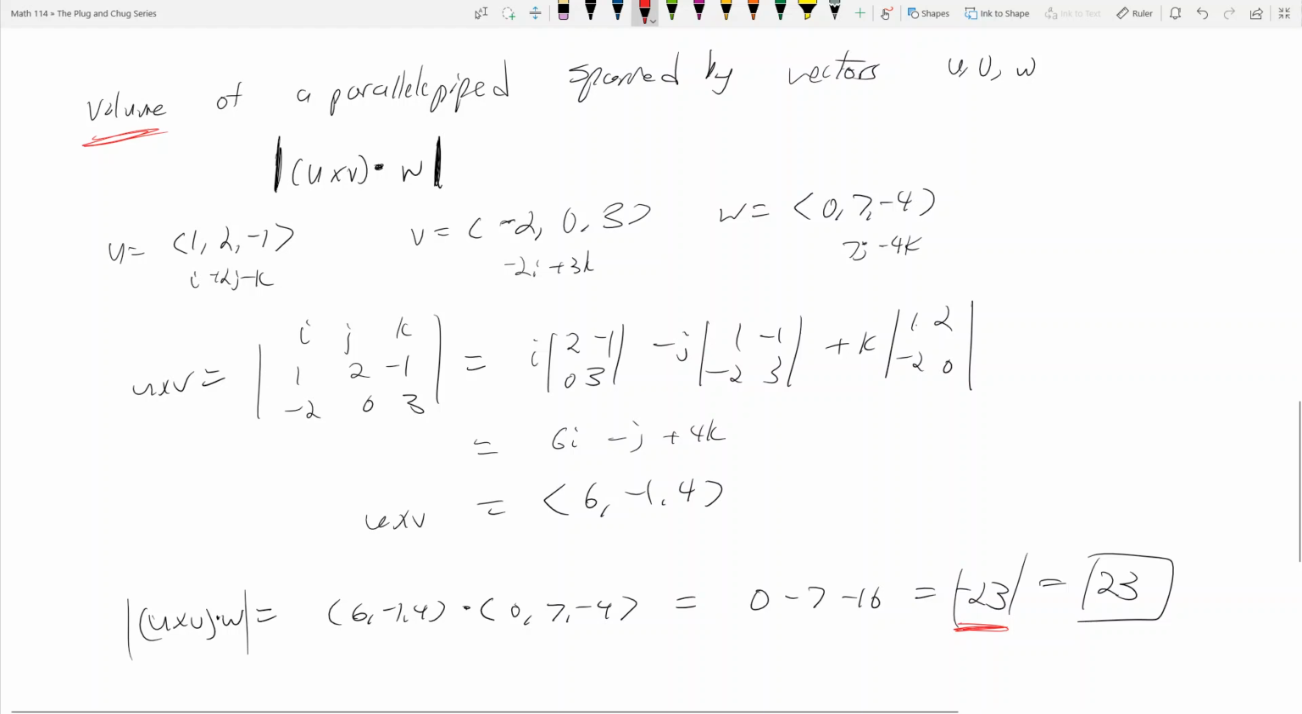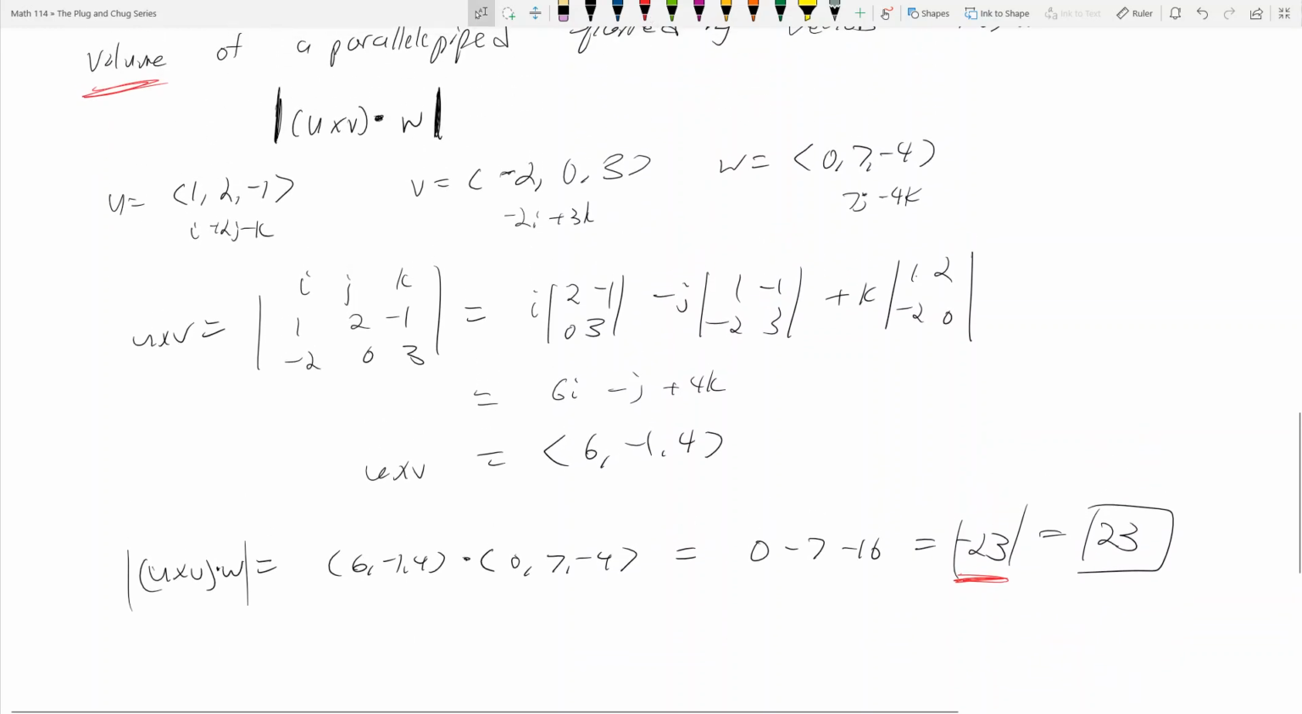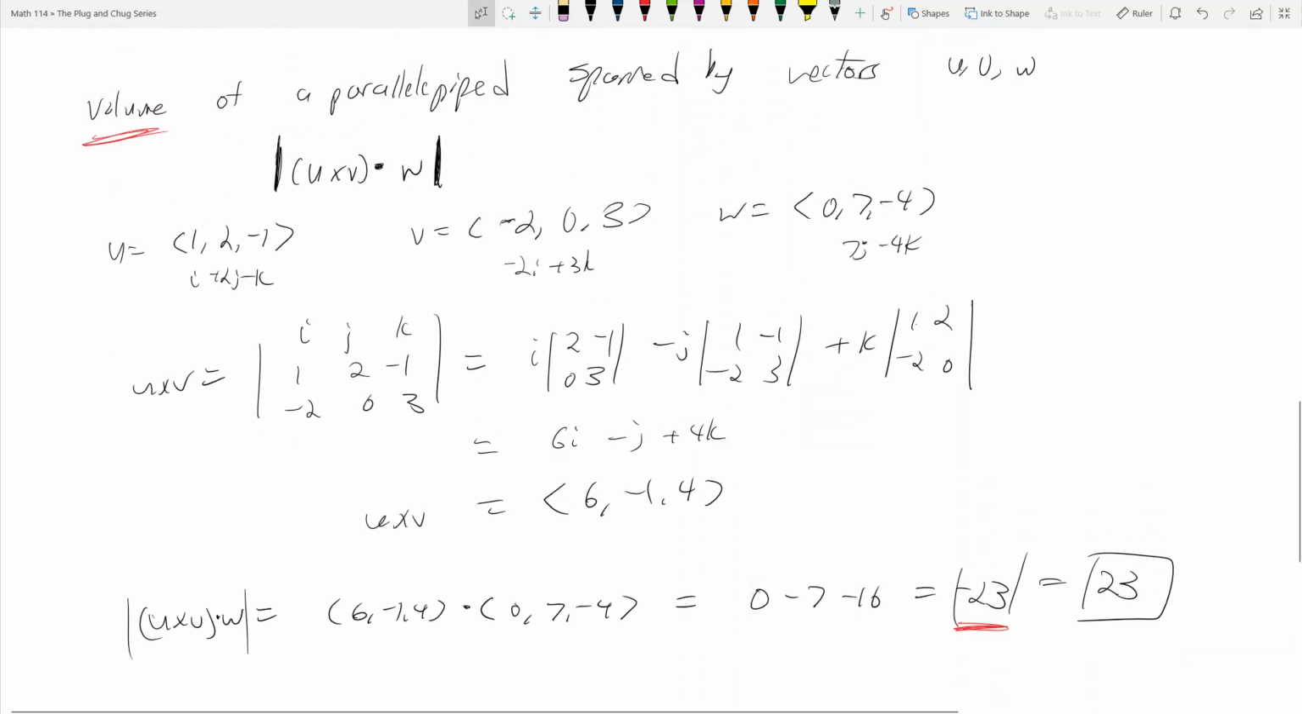I've TA'd this class 3 times. Every semester I get people coming in looking over their midterms, and they're like, damn it, right? It's just such a silly mistake. Don't make this mistake. Volume, positive numbers. All right. So u cross v dot w is positive 23.